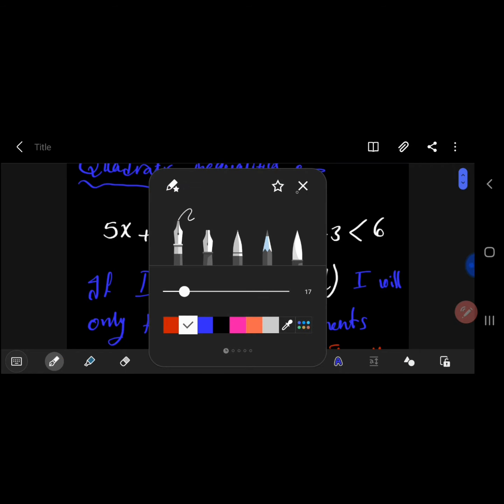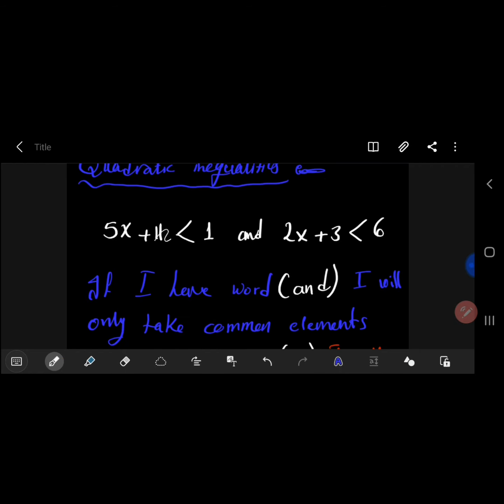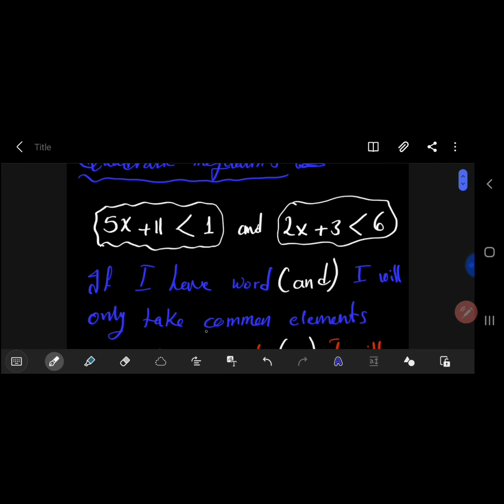Here in the example, he gave me 5x plus 11 smaller than 1 and 2x plus 3 smaller than 6. From the first function, I will take a value of x, and from the second function, I will take a value of x. Between the two of them, there is the word "and". If I have the word "and", I will take only the common elements. How can I do that? I will show you now.